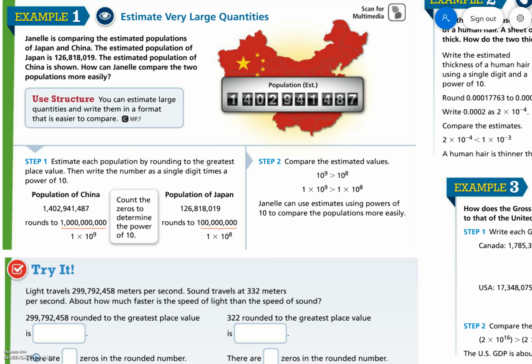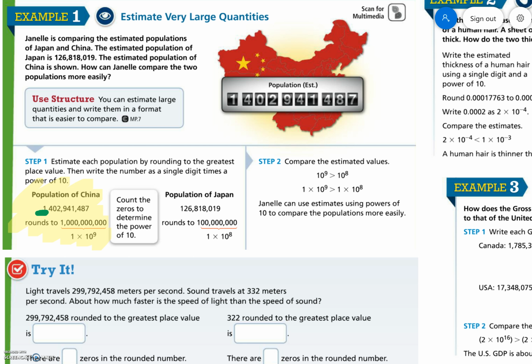So these numbers, they're big and they have a lot of extra numbers in them. If we're just estimating and comparing, we can round. So that's what they're doing here. They round the population of China to just 1 billion because they looked at this farthest number to the left. The number next to it is a 4, so we keep it a 1 and add zeros for the rest of it. Then it says count the zeros to determine the power of 10.